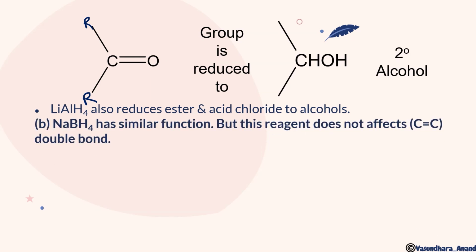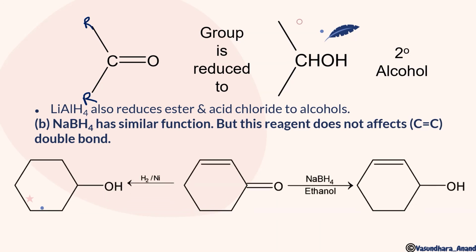Sodium borohydride has similar function, but this reagent does not affect C=C, that means double bond. Clear? Here we can see that this is in the C=C and C=O conjugation, although it is in conjugation, but sodium borohydride cannot reduce it, so it will remain like this, OH only. This will reduce, but this will remain like this. In presence of H2, if I do, this as well as this both will be reduced, and it will form cyclohexanol. Clear?